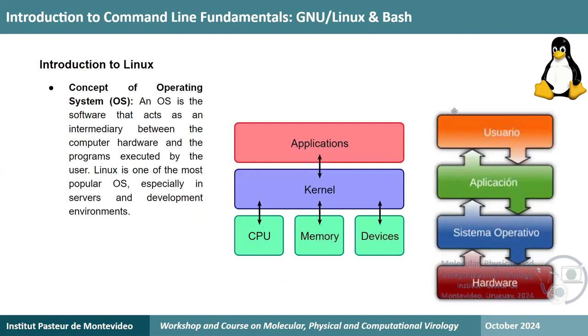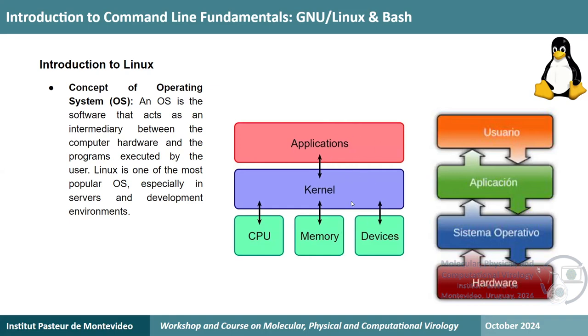So let's start with the basics: what is an operating system? An operating system is a crucial layer of software that sits between a computer's hardware and the applications we use. And it acts as a bridge, allowing these two components to communicate. So without an operating system, hardware would just sit there and users and applications, for example, wouldn't be able to interact with it.